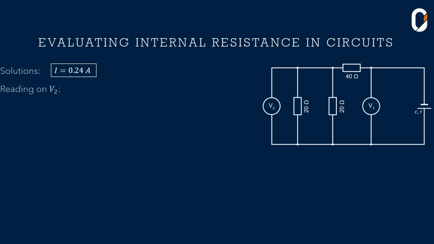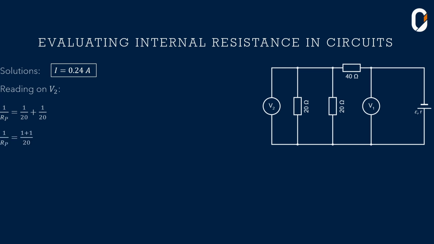Now let's go on and calculate the reading on voltmeter V2. I know that my current is 0.24 amperes. I've calculated it before, and I'm just going to write it at the top of my screen and introduce RP, or calculate the total parallel resistance. 1 over RP is equal to 1 over 20 plus 1 over 20 again. If you look at the two 20 ohm resistors, they are in parallel and are in series with the 40 ohm resistor. Now we're going to first solve for that parallel resistance. We do that by saying 1 over RP is equal to 1 over 20 plus 1 over 20.